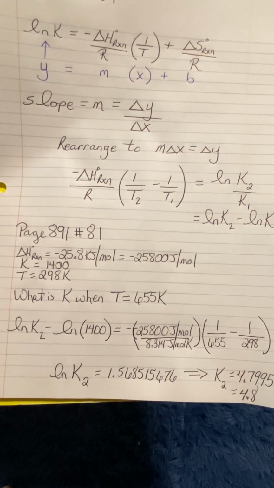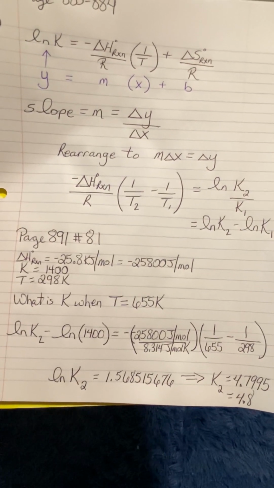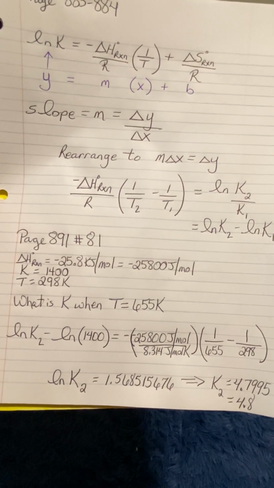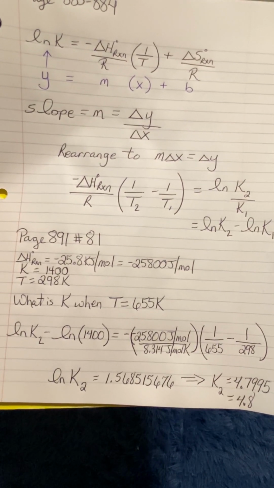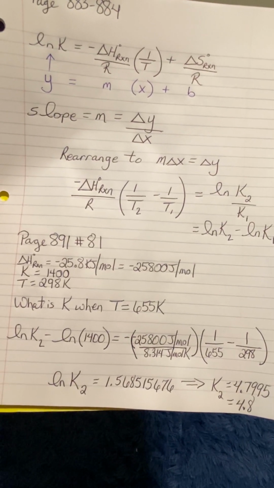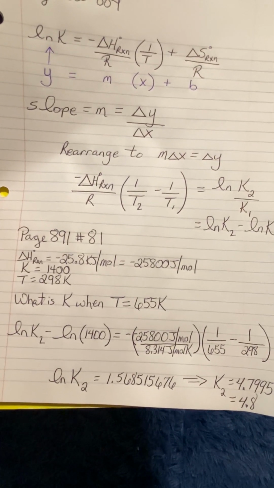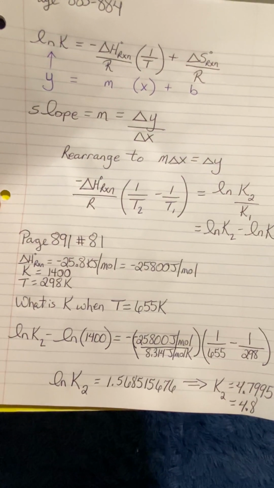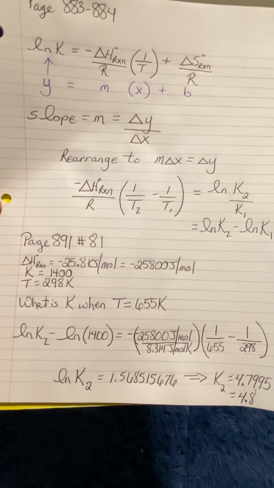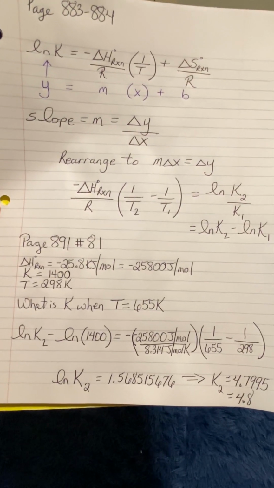Okay, so we set up that equation: ln K2 minus ln of 1400 equals a negative, with the negative 25,800 divided by the R value, and then 1 over 655 minus 1 over 298 for the temperatures. Okay, so we get all that set in there.